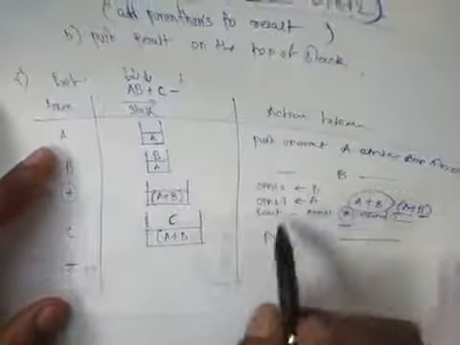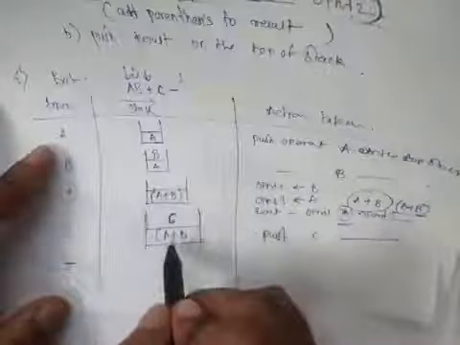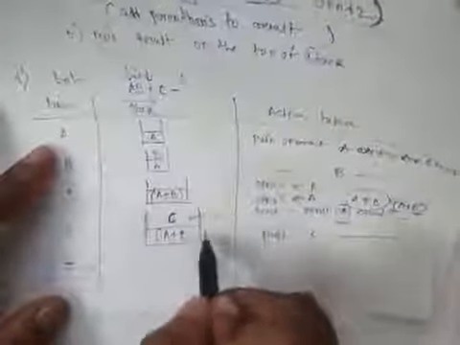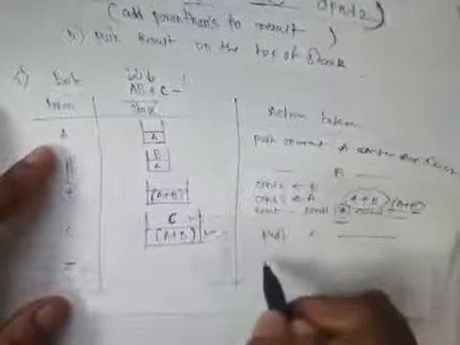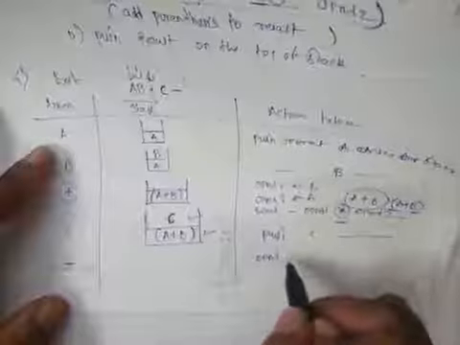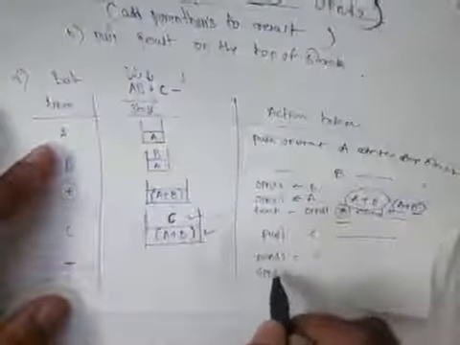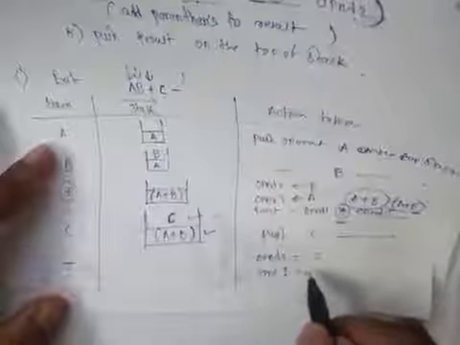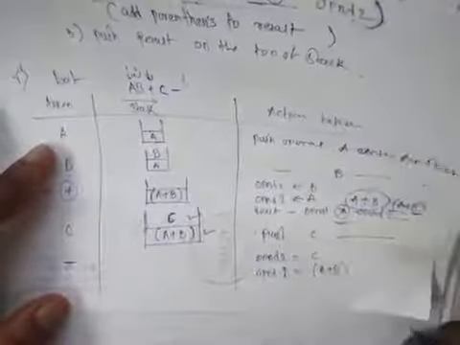Again we are going to use the same logic. We are going to pop the last two elements from the top of the stack. So this is the first and this one is the second. C is stored in operand 2, so operand 2 is equal to C, and in operand 1 we are going to store opening parenthesis A plus B closing parenthesis.